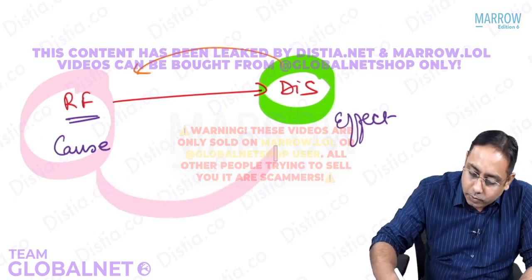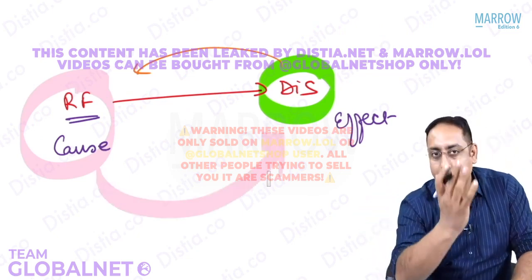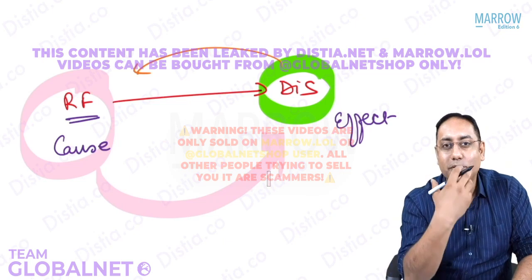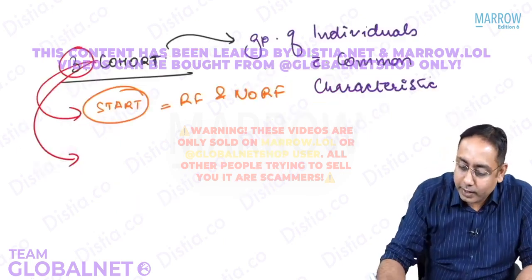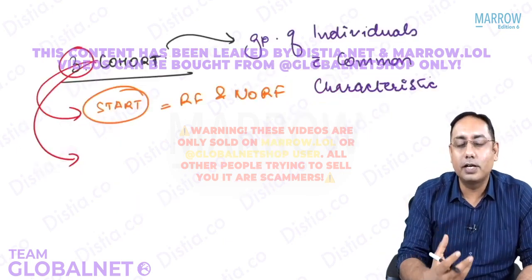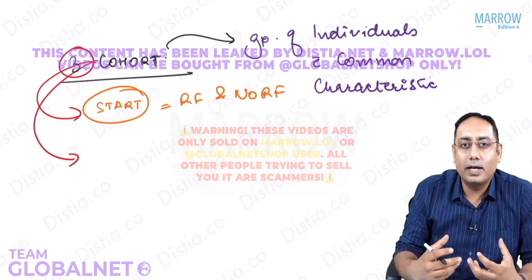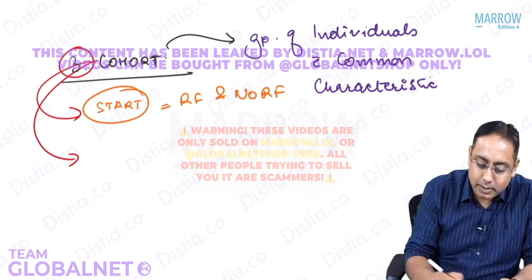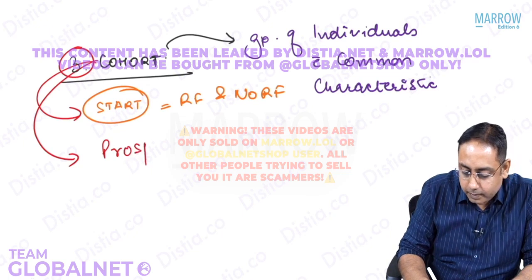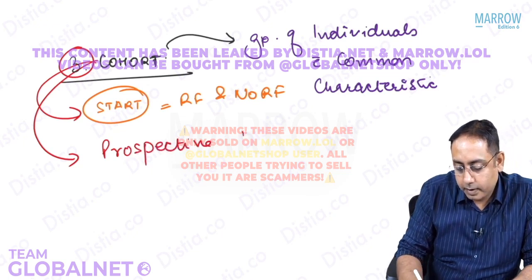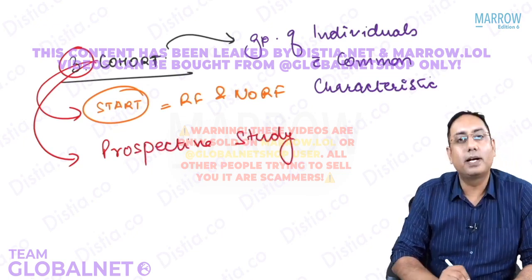So obviously you do a follow-up. So you go ahead in time, right? If you're going ahead in time, and you start your study with the risk factor, is it called retro or pros? Common sense, it is called a prospective study.